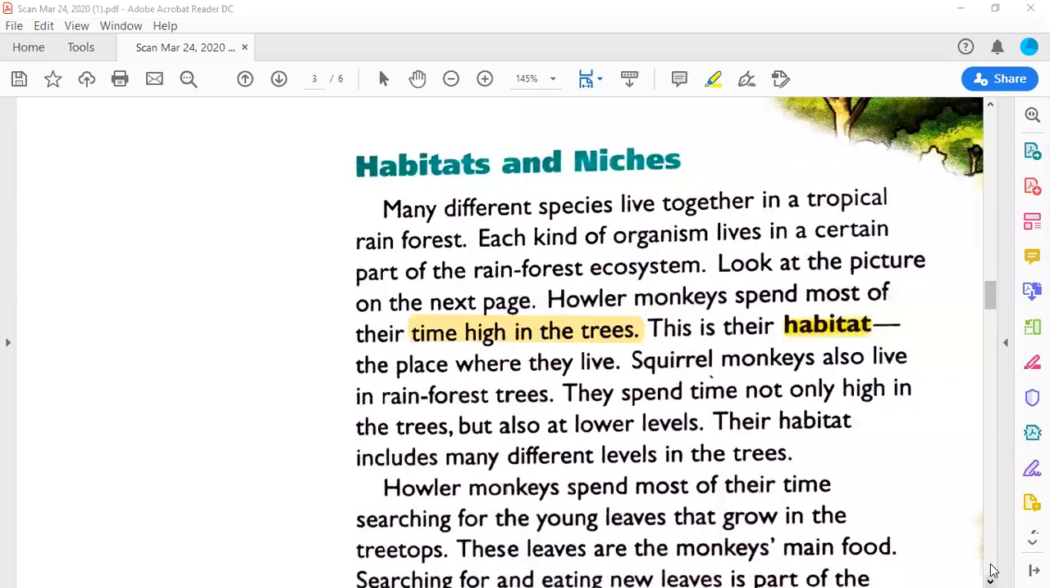Okay. On the other hand, we have squirrel monkeys. They also live in the rainforest trees, but they spend time not only high in the trees but also at lower levels, so on the ground. That's the difference between the howler monkeys and the squirrel monkeys. Okay, and their habitat includes many different levels in the trees as well.